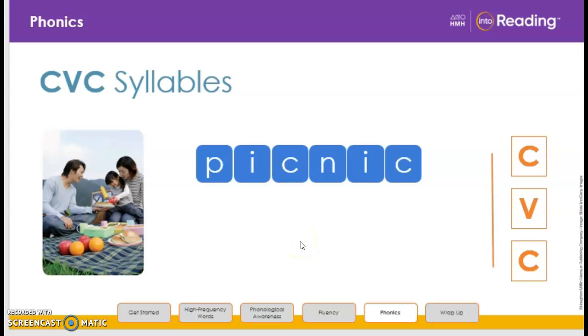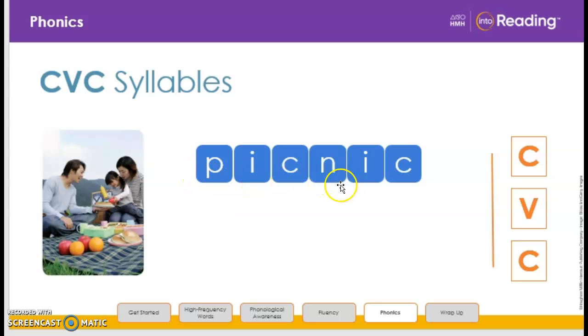Okay, let's continue to work with the syllables and patterns we've learned so far, and we're going to look at the consonant, vowel, consonant syllables. So we have consonant, vowel, consonant. First, we'll look at this pattern. So look at the word picnic. This word has 2 syllables. The first syllable has a CVC pattern.